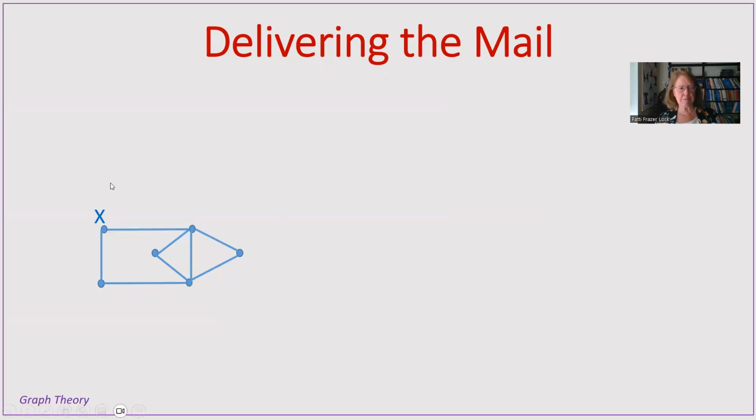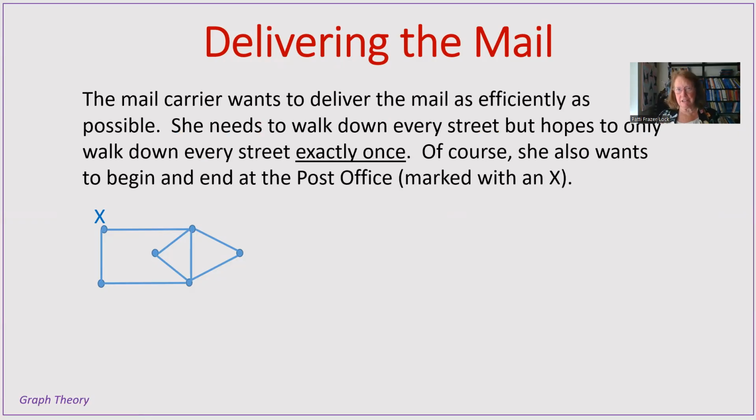So this is a very small town, all right? It only has these 1, 2, 3, 4, 5, 6, 7, 8 roads and intersections. And the goal is this: the mail carrier wants to deliver the mail efficiently. She needs to walk down every street because she's putting the mail in the mailboxes, but she would really ideally like to walk down every street exactly once, no repeating any streets. And she wants to start and end at the post office, which is the thing labeled X here. So she has to start and end at X.